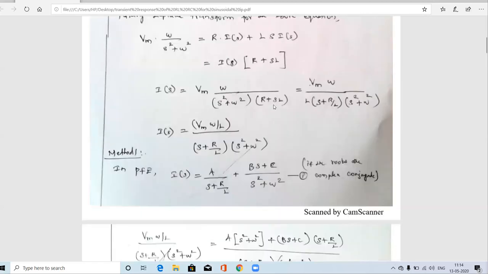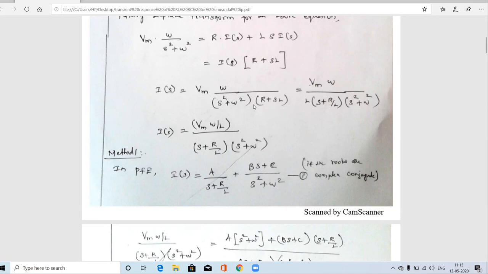Correct? Okay. And here you see the denominator polynomial. In the denominator polynomial, first, this is s squared, a second order equation as a function of s. The remaining are constants, s is a variable. And in this term, one s is there, but in this s, a constant L is multiplied.